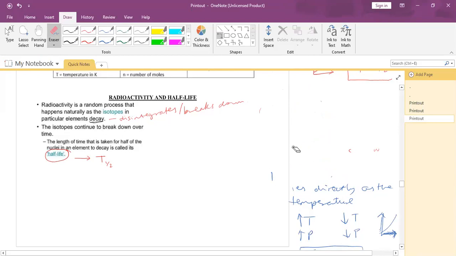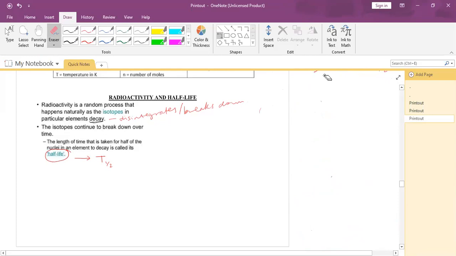So let me explain this a little bit more to you. I'm going to make up an example here. Okay. So let's say that I have about 100 grams of a substance, okay? And I tell you that this substance has a half-life of maybe 4 days.